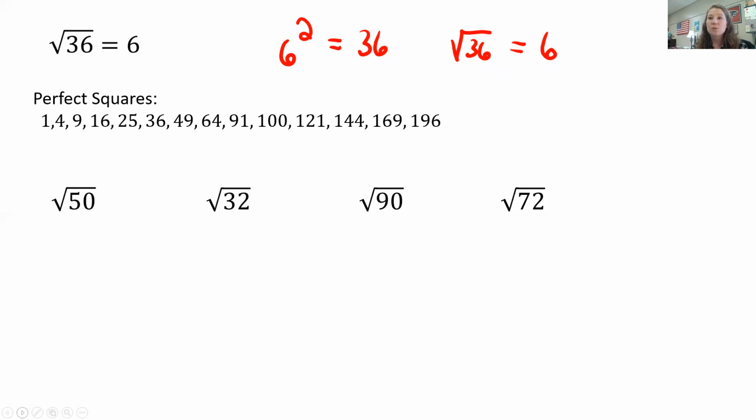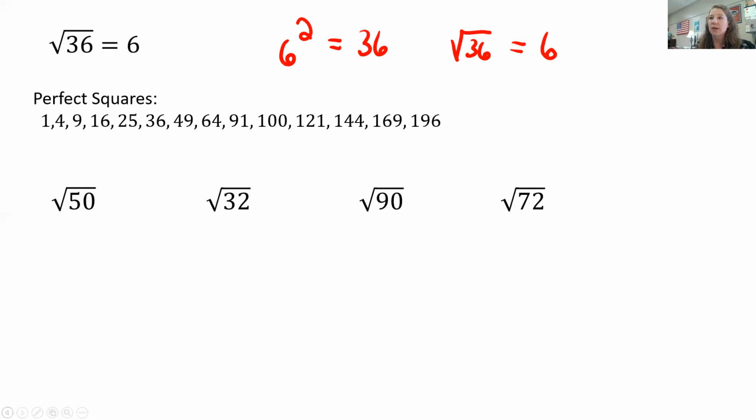So 1 times 1 is 1, 2 times 2 is 4, 9, 16, 25, 36, 49, 64, 81, 100, 121, 144, 169, 196. Next one would be 225. So if you can recognize those perfect squares, it'll help you when you try to do problems like the next set of numbers where you're trying to simplify non-perfect squares.